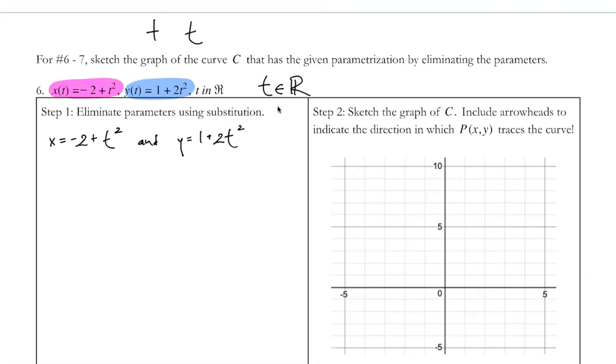So take a moment, look at these two equations here. What kind of substitutions could we make?